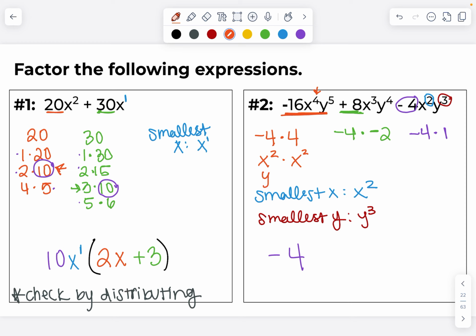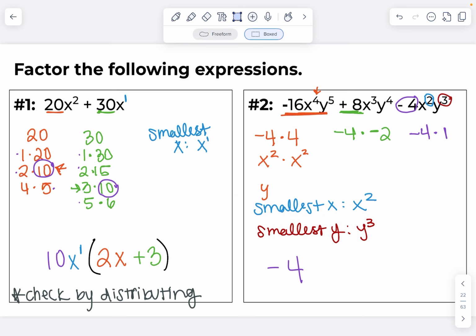Okay, and then in terms of my y's, I still need a little bit more space. I have y cubed being pulled out. So if I do 5 minus 3, because that's what I'm pulling out, I'm going to be left with y squared.